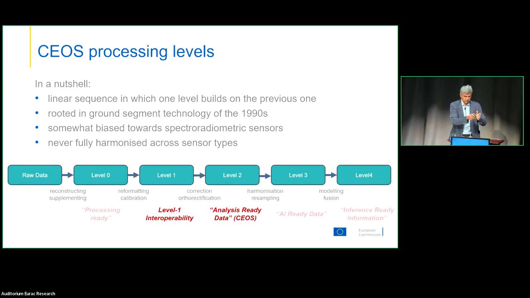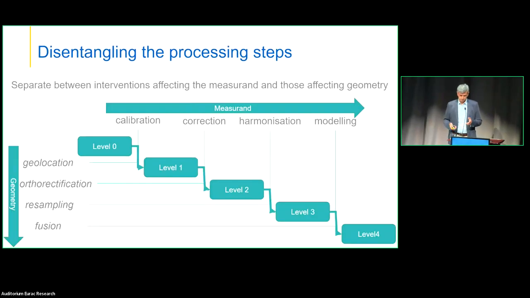Because it had this specific history, it of course was not equally adaptive to all the other sensor types that meanwhile are common practice and basically volume wise are more and more taking over. A possibility to do things differently is again separating concerns, thinking what are actually the operations you need to do in pre-processing, and there are two dimensions in the value chain that we could separate.